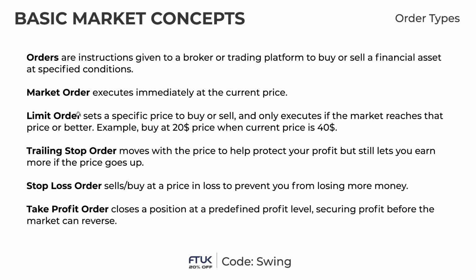Then we have a limit order, and a limit order is used to sell or buy at a specific price which the market hasn't reached yet. So for example, if you want to buy something at a price of $20, but the current price is $40, you can place a limit order at the $20 price point. And when the market comes to $20, it's going to automatically execute your order and you will get into a position.